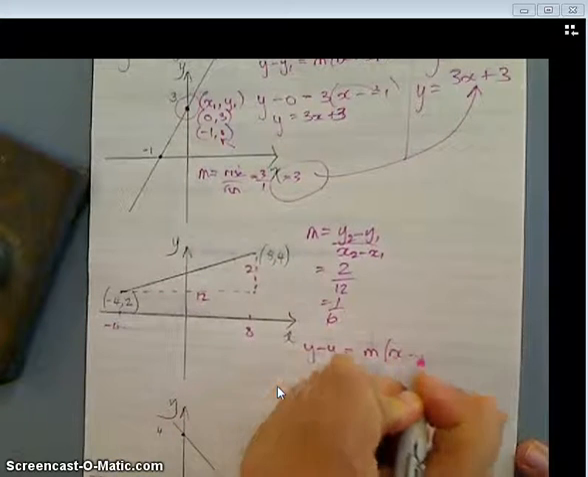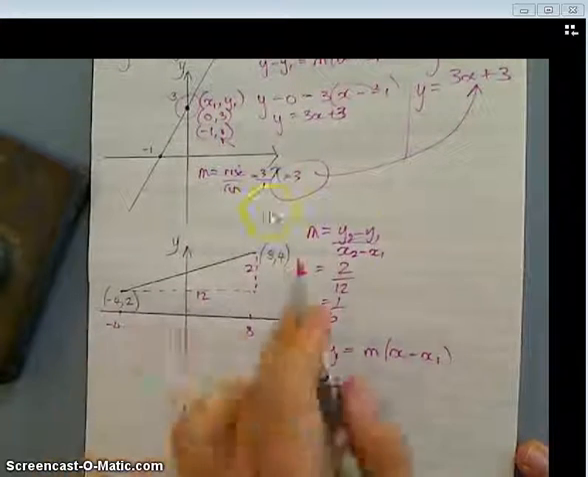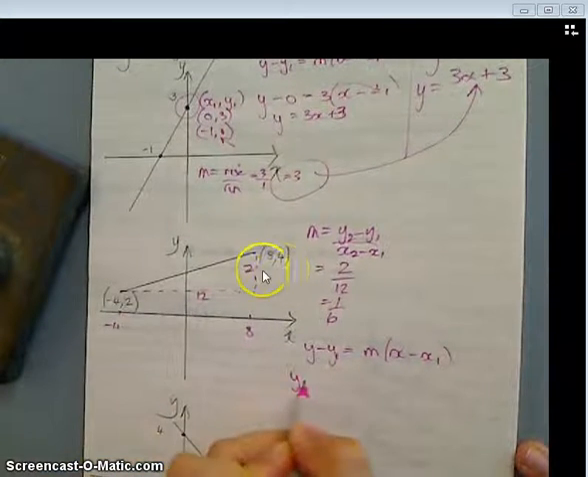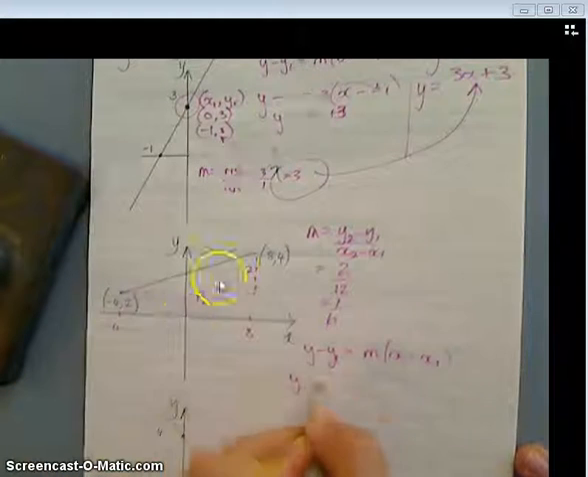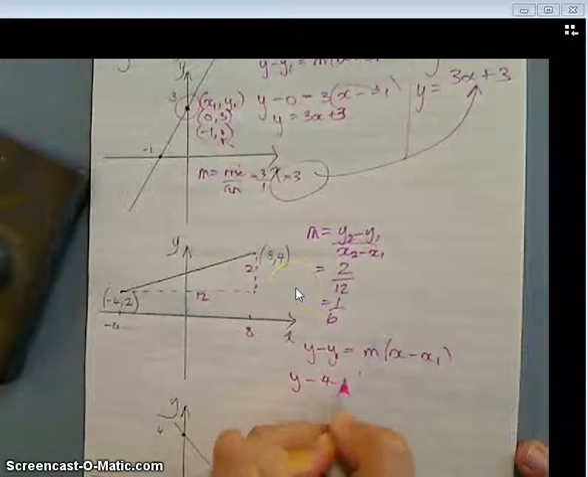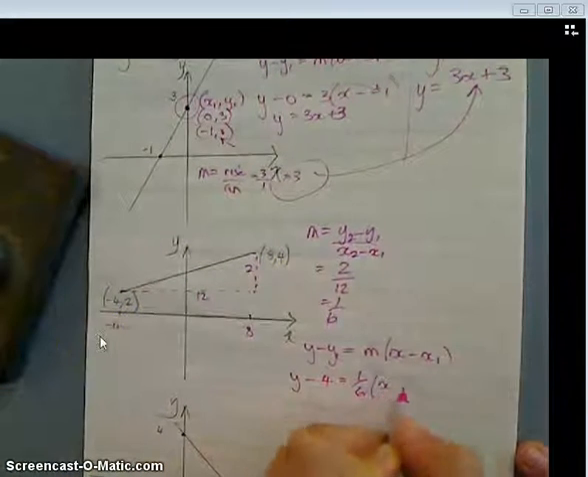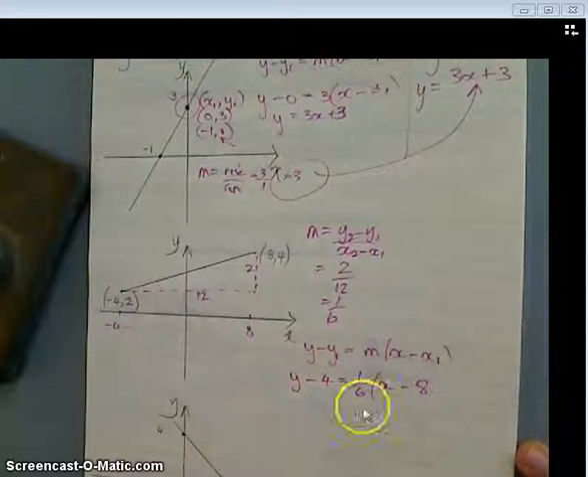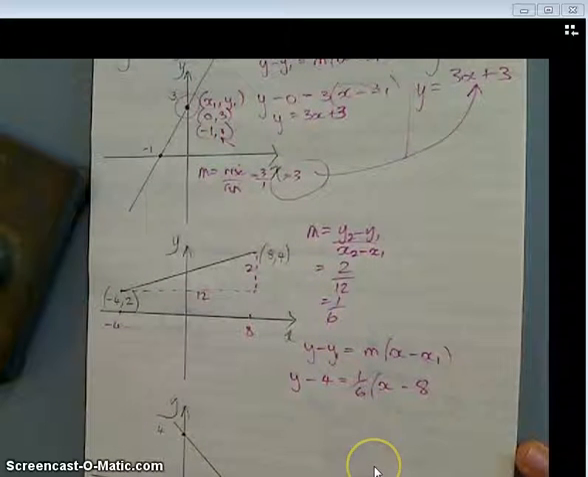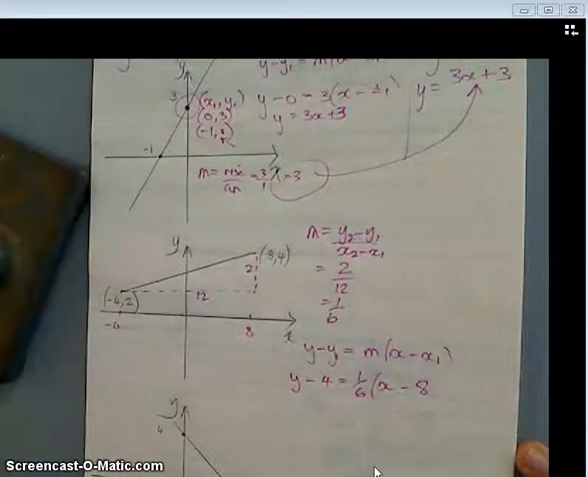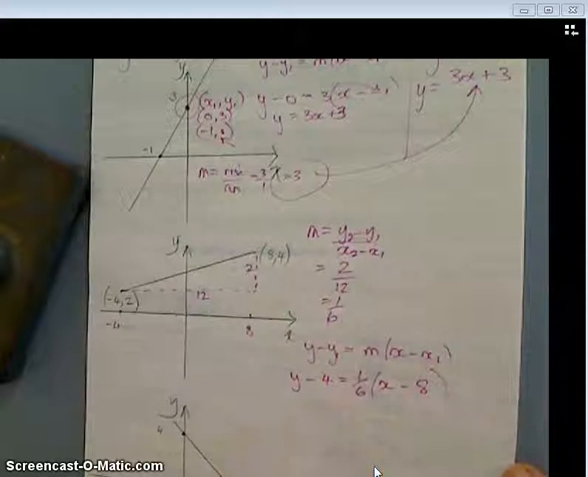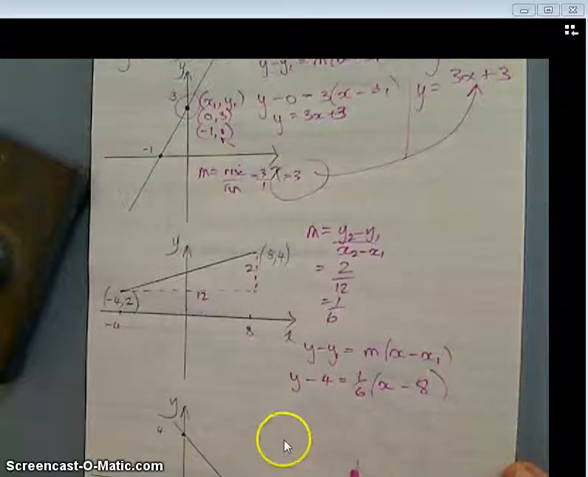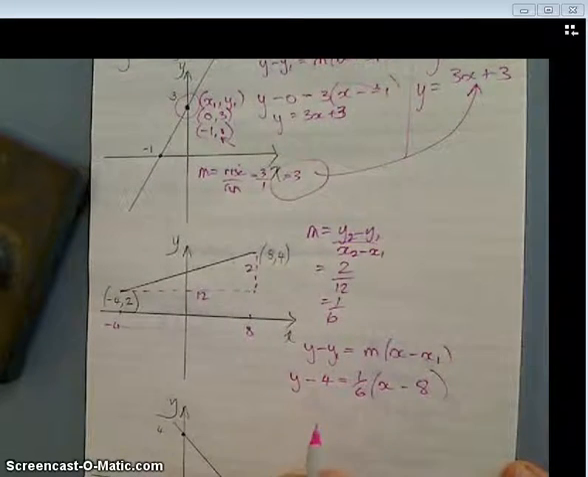Now I just use my point gradient rule. I can use either of these points as x1, y1, 8, 4 or minus 4, 2. I tend to use the one with the least amount of negatives. Of course it will work for either point, it doesn't really matter. Plug in my gradient as 1/6. And then I'm just left to rearrange that and make it tidier.